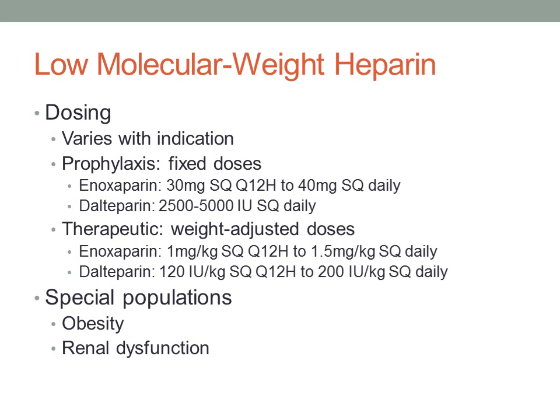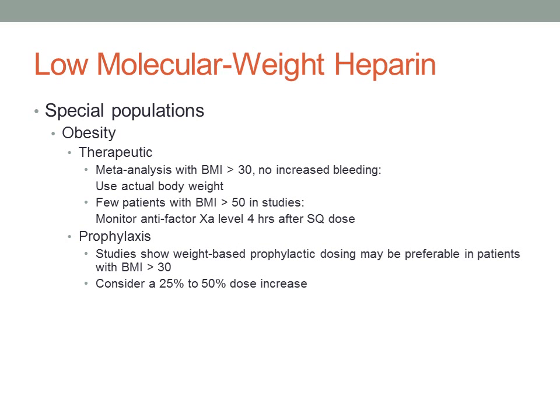Now, there are some special populations for which the dosing is modified, and these are our obese patients and our patients with renal dysfunction. In obese patients, the theory is that since there's not a direct relationship between intravascular volume and total body weight, there's the potential to overdose obese patients if we dose based on strict body weight without a ceiling dose. So some researchers did a meta-analysis looking at the use of low molecular weight heparins in obese patients at therapeutic doses. They found that those with a BMI of greater than 30 didn't really have the increased bleeding that they had theorized. So the recommendation is to use actual body weight in these patients.